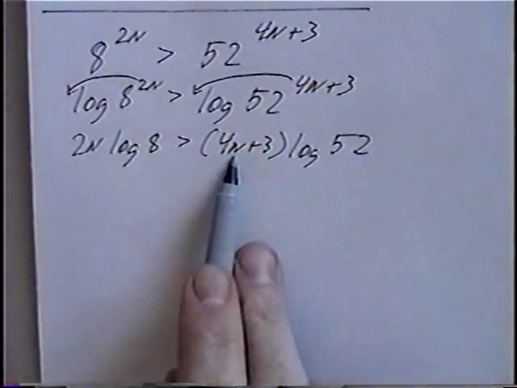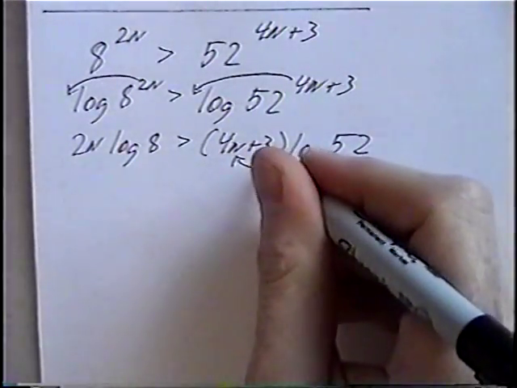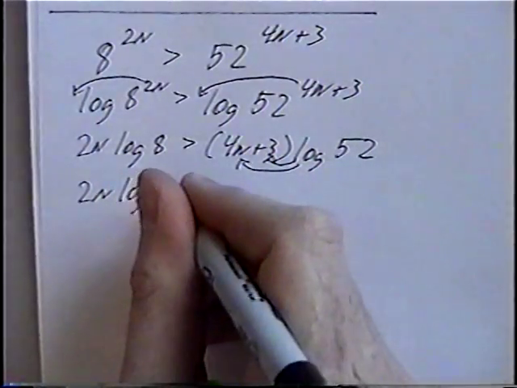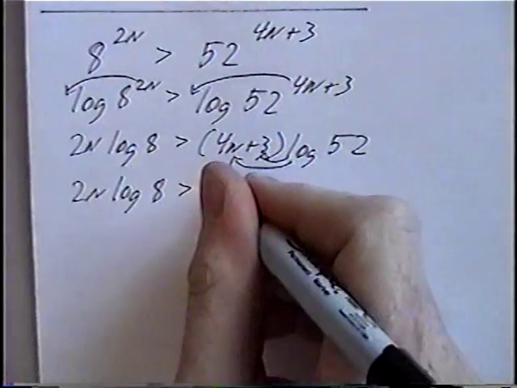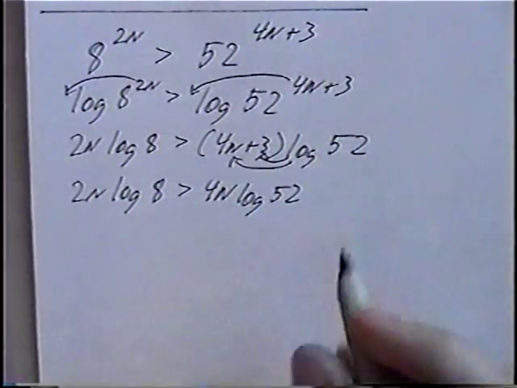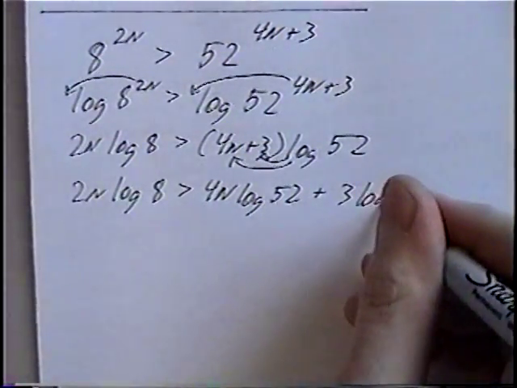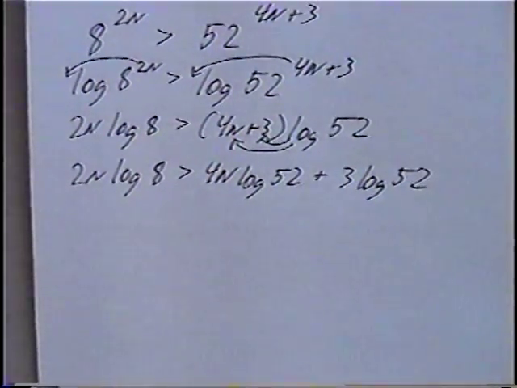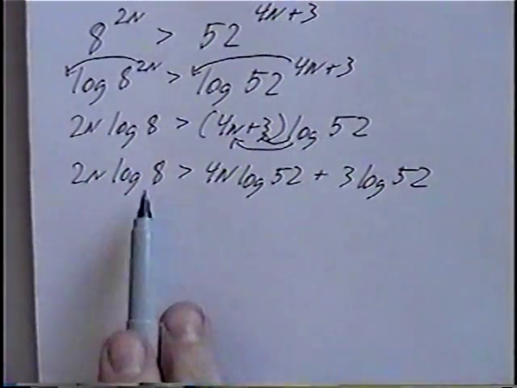What we want to do first is distribute 4n plus 3 times this log. So 2n log 8 would stay the same, is greater than 4n times log 52, and plus 3 times log 52. Keep in mind while you're solving inequalities or equations with logs, any number with a log after it just represents some decimal.